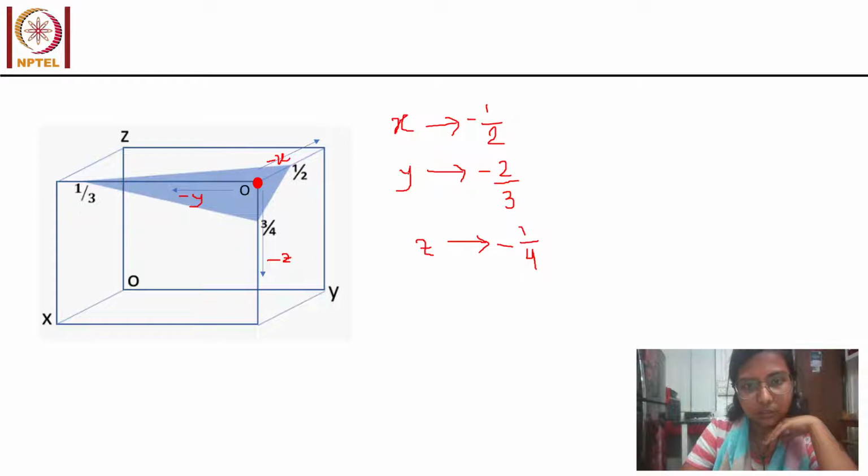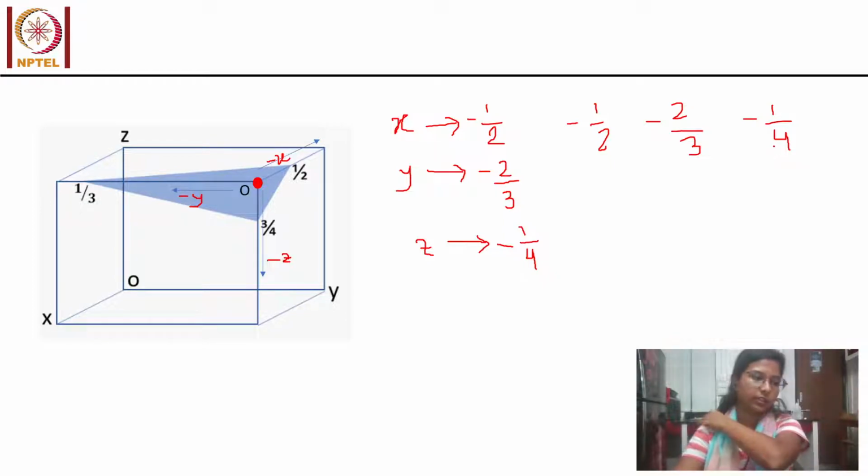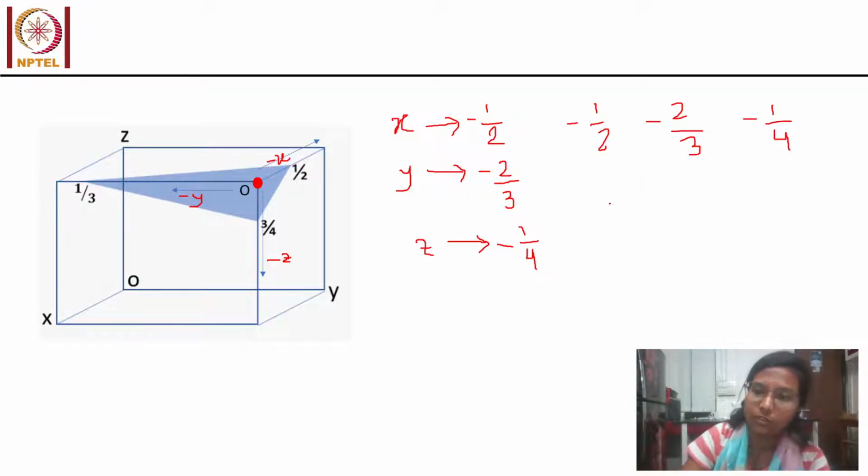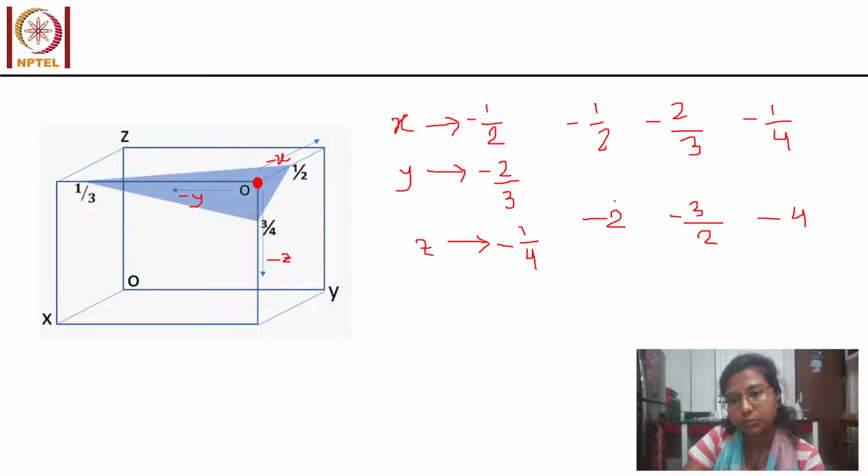So now we have the intercepts, let us write them: minus 1/2, minus 2/3, minus 1/4. Okay, so we have taken the intercepts. The next step is to take the reciprocal. The reciprocal of these is minus 2, minus 3/2, minus 4. Then the last and final step is to clear the fractions.